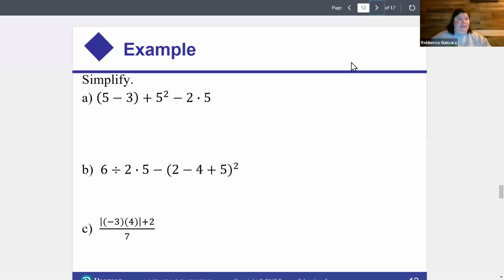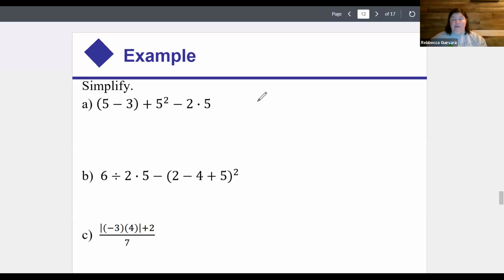So just some examples here. I'm going to write them off to the side, and then I'll erase it and do the next one. If you need to, you might need to pause for a moment while I do this. So if we do A, my very first step on A is that we have to do parentheses first.